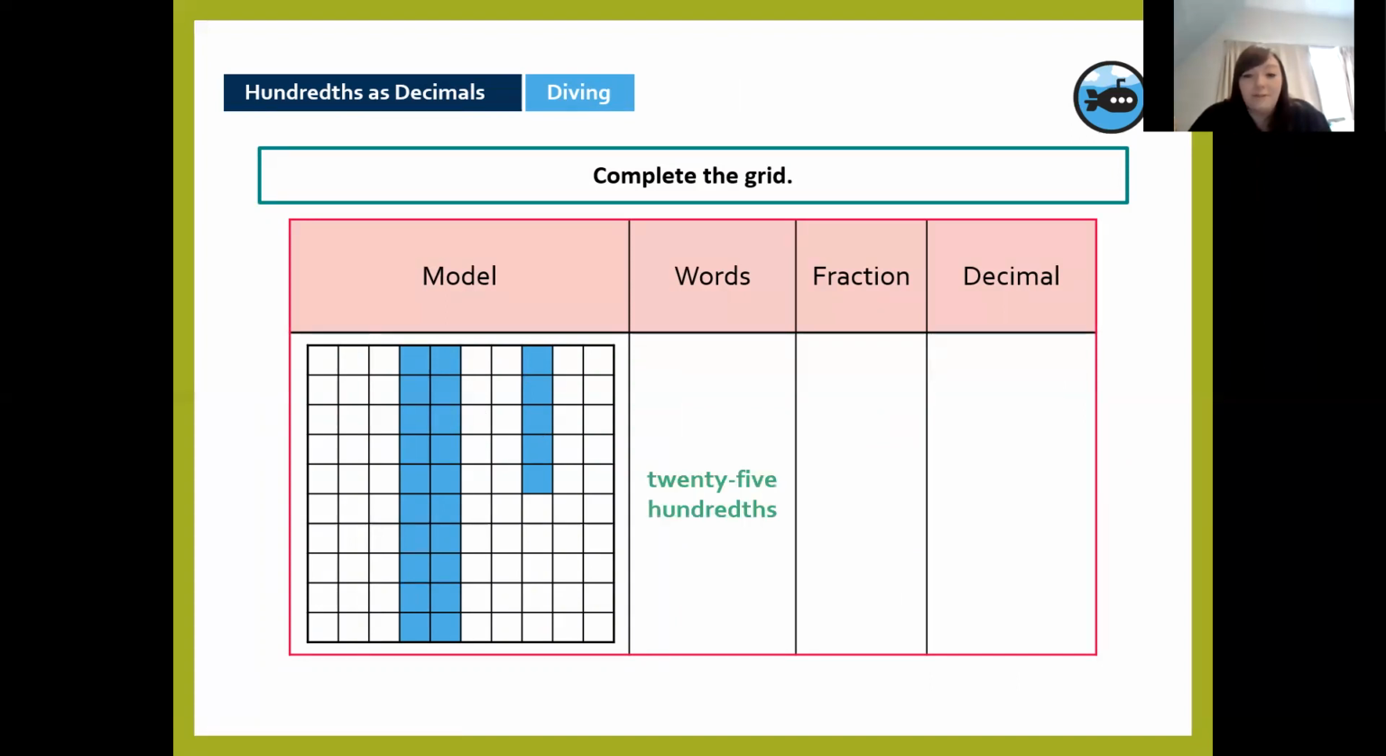Good. You should have that written as 25 hundredths, because there are 25 out of the 100 equal parts. Now, see if you can write that as a decimal for me. You can go back and use your place value grid and write 25 hundredths as a decimal. Good. You should have 0.25.